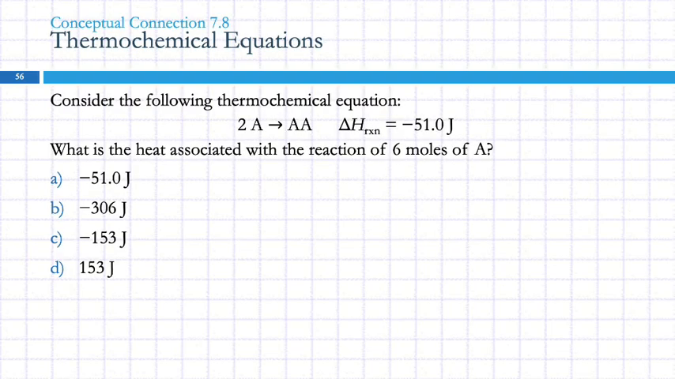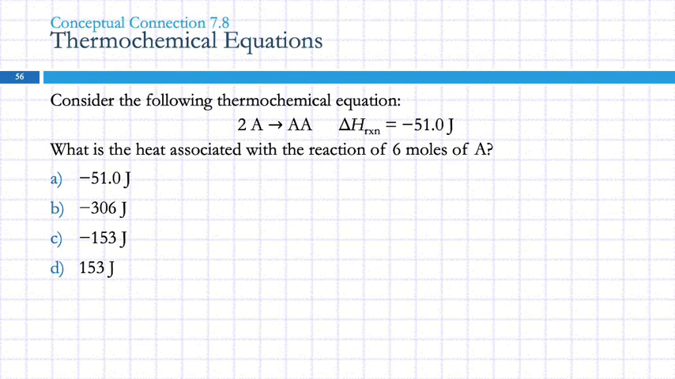Consider the following thermochemical equation. 2 A's go to AA. That sounds like a joke. Delta H is negative 51.0 joules. What is the heat associated with the reaction of 6 moles of A? This is the amount of energy when we burn or react 2 moles of A.